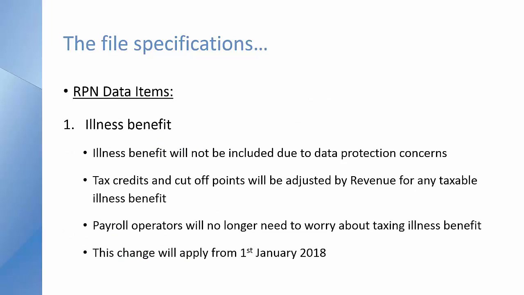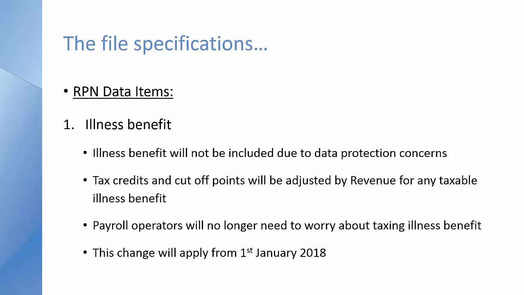What I want to cover here are the headline items that are either included or left out. So first of all, looking at the RPN data items. The first of these is illness benefit, and this was one of the big headline items during the consultation process with Revenue and DSP. The suggestion was initially made that details of illness benefit would be returned with the tax credit information. And this would have been a major improvement on the present position, where the employer often has to guess the illness benefit amount that they need to process to the payroll in order to correctly tax the benefit.